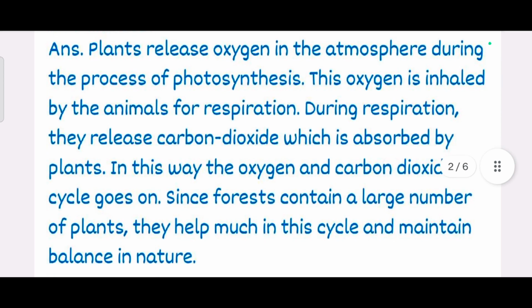Answer. Plants release oxygen in the atmosphere during the process of photosynthesis.